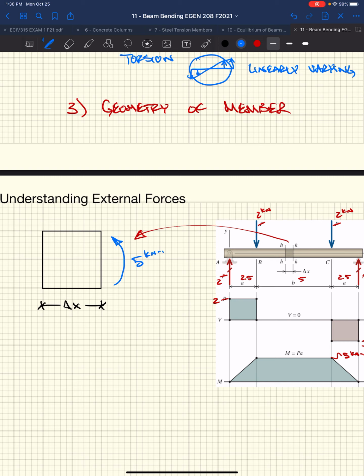So if we look at the other side of this, I'm going to draw what's called a neutral axis.